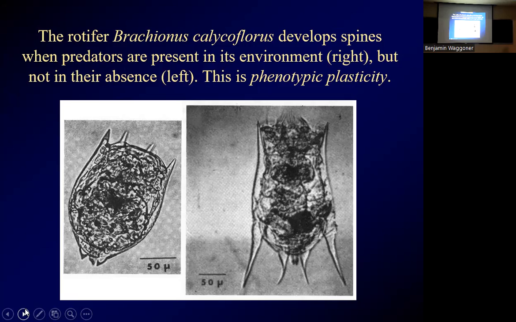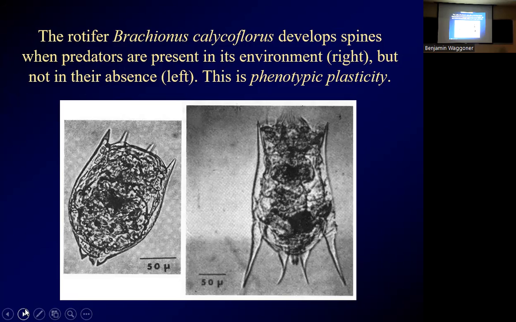Brachionus can respond to some sort of compound. I'm not sure we know what it is, but some sort of compound that Asplanchna gives off. And Brachionus will grow spines if it detects that particular compound, making it much harder for Asplanchna to manipulate it and eat it. That's your phenotypic plasticity.